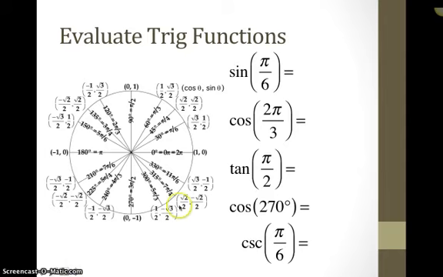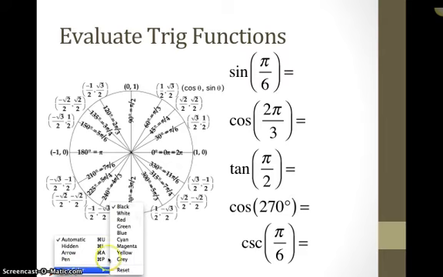Okay, so let's take a look at what some of those values would be. If I say here, what is the sine of pi over 6? Now remember, that's also asking what's sine of 30 degrees. Rather than putting that into a calculator, I'm just going to look here on my unit circle and say, okay, pi over 6, what is the y value that's associated with that?